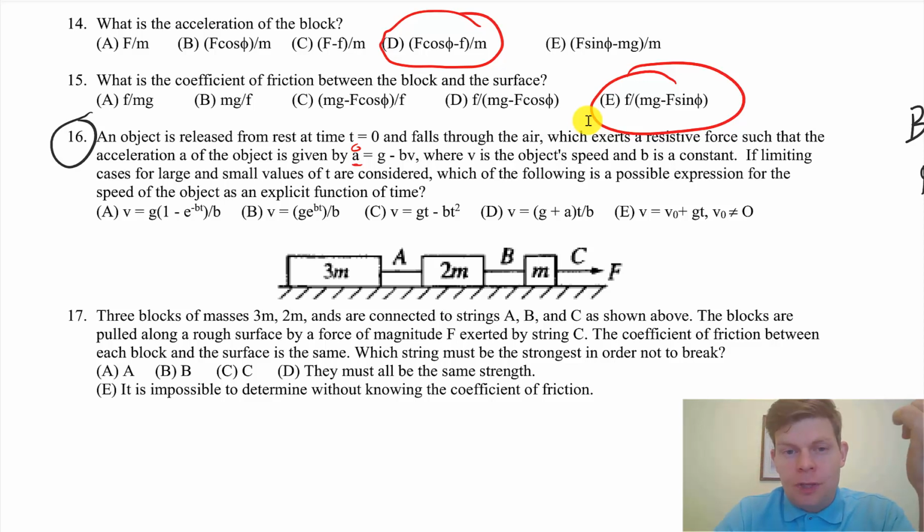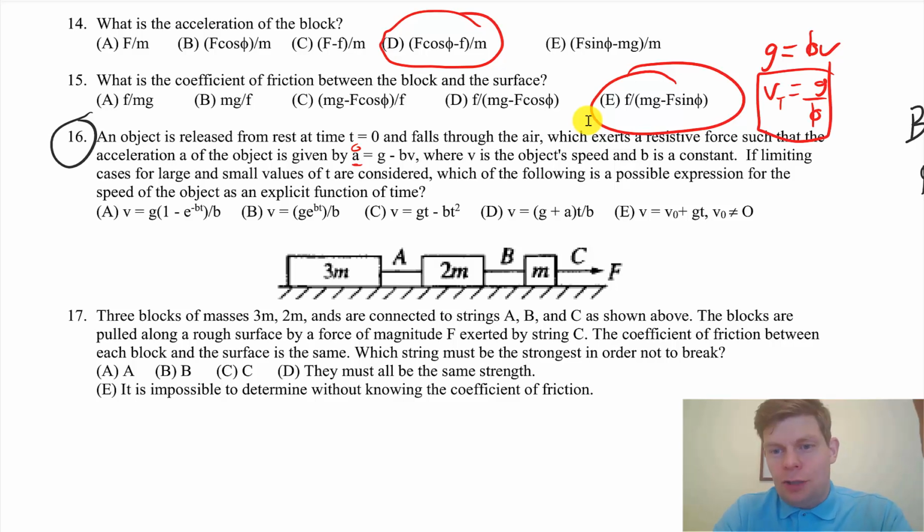Terminal velocity will occur when your acceleration is 0, because then it's not changing anymore, hence the terminal velocity. It's not going to change. And so basically g has got to equal bv if that's going to be 0. So if g equals bv, your terminal velocity is just g over b. And we just have to check all these options and see that it's 0 at t equals 0, because you're just releasing it, and it's g over b after t is infinity.